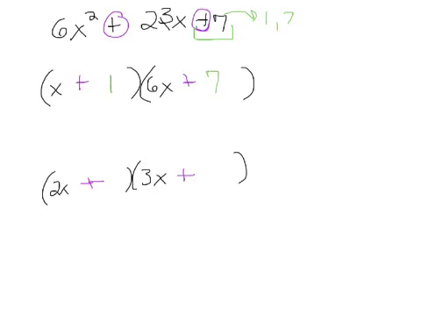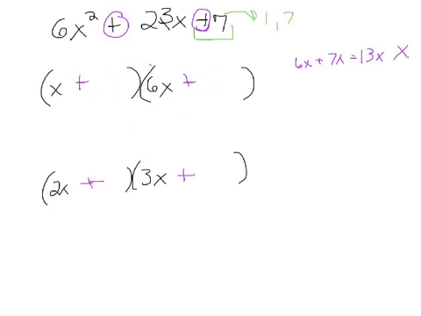Okay, so I've checked the first term, I've checked the last term. Now I need to just check my outer and my inner. So if I check my outer and inner, I've got 6x and 7x, which give me 13x. That's a no. Okay, so let's go ahead and switch that up.